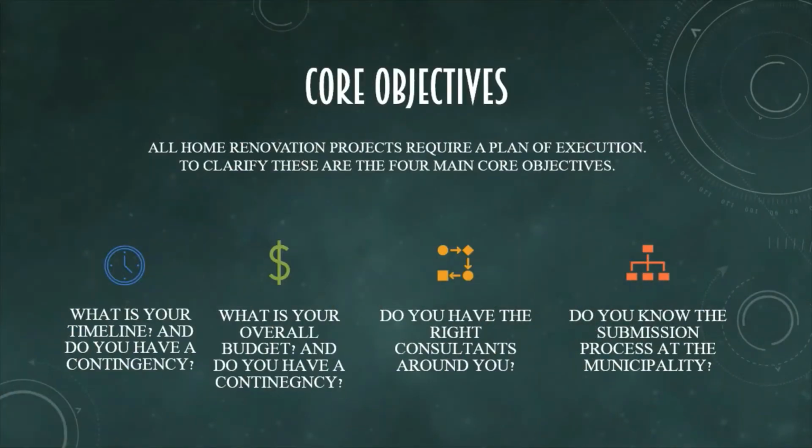The core objectives. All home renovation projects require a plan of execution. To clarify, we need to know the four main core objectives. What is your timeline? What is your overall budget? Do you have the right consultants around you? And do you know the submission process at the municipality?